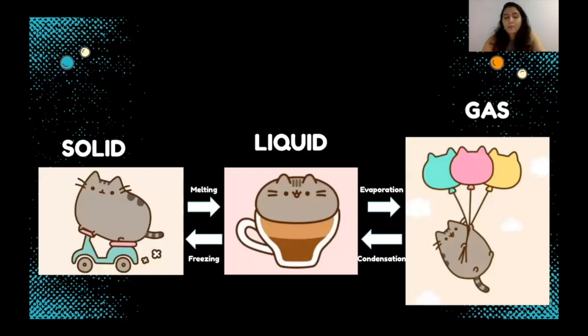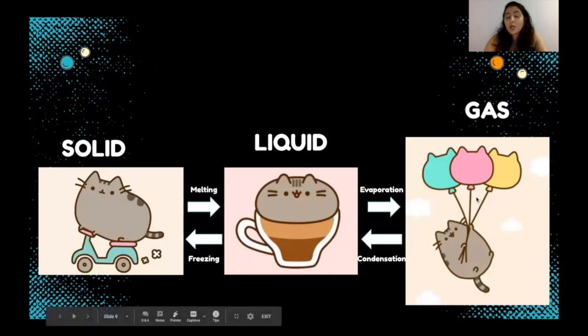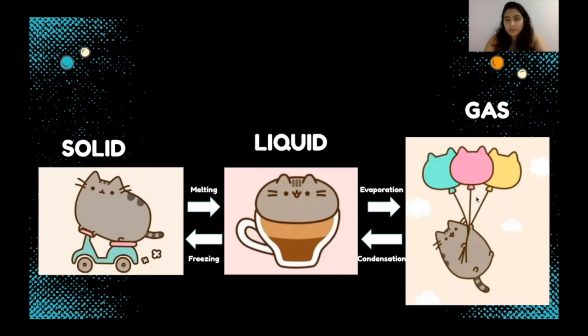This diagram shows Pushin Cat in many different forms. He's on a bike here, which represents the solid state of matter. He's in a cup here, which represents the liquid state of matter, and he's being carried by balloons, which represent the gas state of matter.